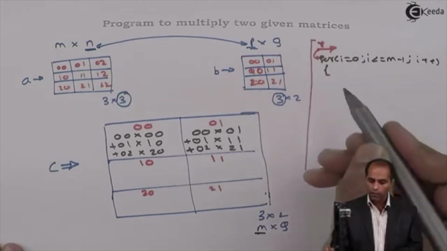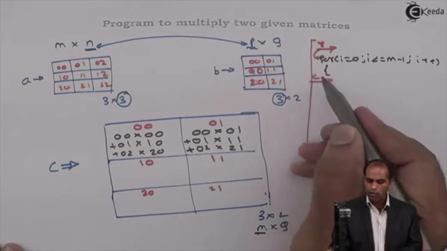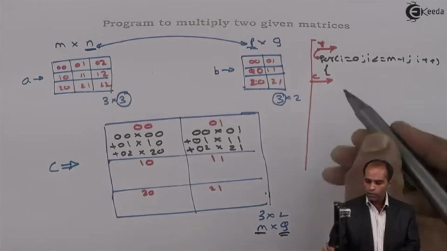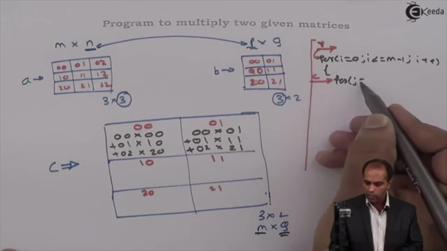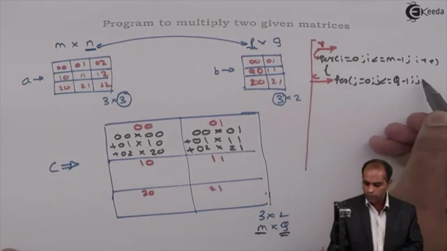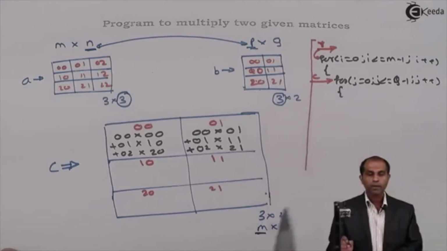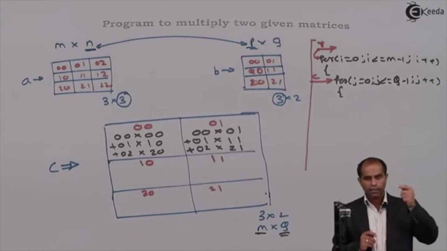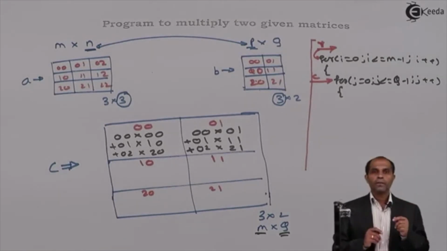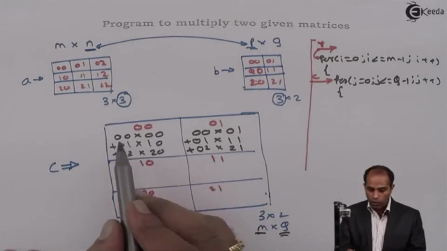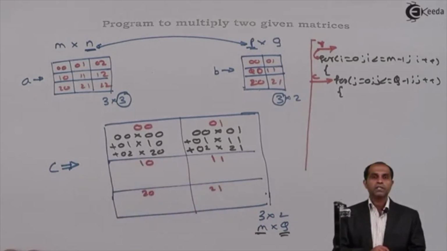So this is R. Now, the next thing I'm supposed to do: how many columns will this resultant matrix have? Q columns. So let me say for j equals to 0, j less than equals to q minus 1, j plus plus. So first is R, second is C. Write an R loop, put a curly bracket. Write a C loop, put a curly bracket. Now, how many times am I supposed to do this particular multiplication operation? To get one element of C, I need to repeatedly do this particular multiplication operation 3 times.